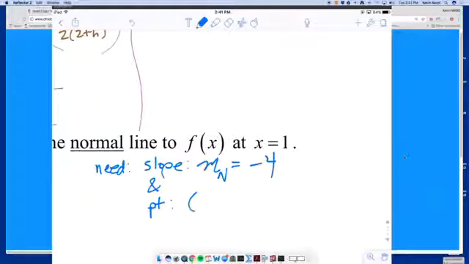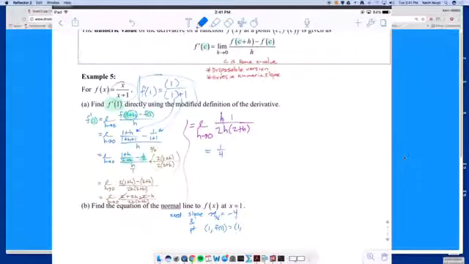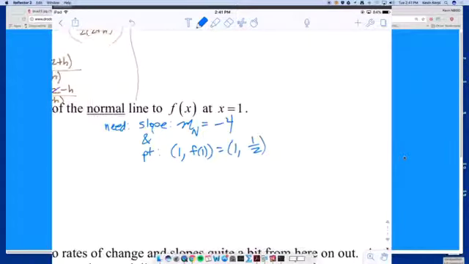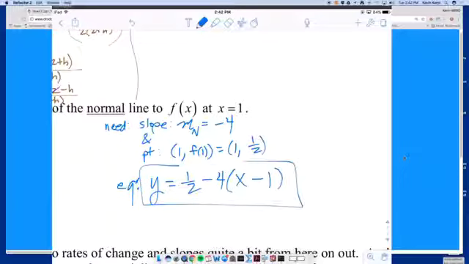And now the point is going to be 1 comma f of 1, which we have already found. F of 1, remember, is this point right here. It's 1/2. Or you could just plug it back into the original. 1 over 1 plus 1 is 1 over 2. All right, so now we're ready to go. The equation of the normal line is y equals the y value of 1/2 plus the slope, which is now -4, times x minus the x value of 1. There's the normal line.